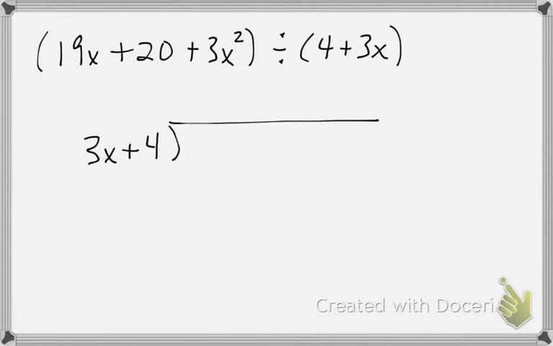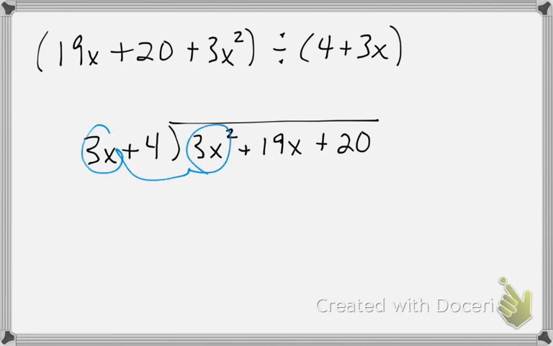And what do I write? 3x squared plus 19x plus 20, so that my dividend is in descending order. All right? Such a small thing, but it's important. I didn't miss any terms here. An x squared, an x, a constant, so we're all good there. Now I want you guys to really help me out here. What do I start with?